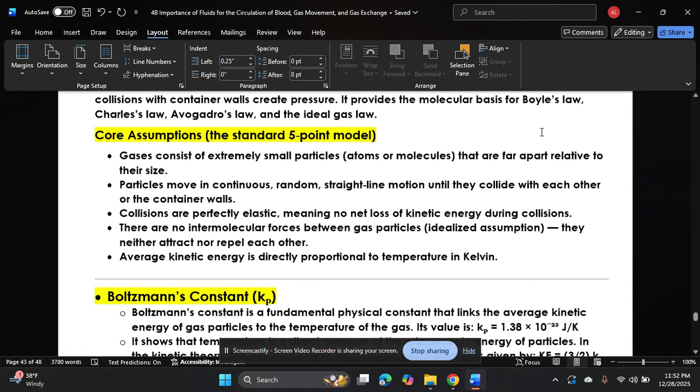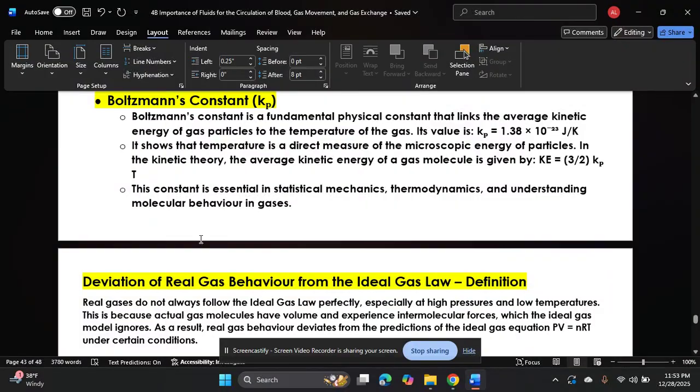All right, so core assumptions, the standard 5-point model. Gases consist of extremely small particles, atoms or molecules, that are far apart relative to their size. Particles move in continuous random straight-line motion until they collide with each other or the container walls. Collisions are perfectly elastic, meaning no net loss of kinetic energy during collisions. There are no intermolecular forces between gas particles. They neither attract nor repel each other. Average kinetic energy is directly proportional to temperature in Kelvin.